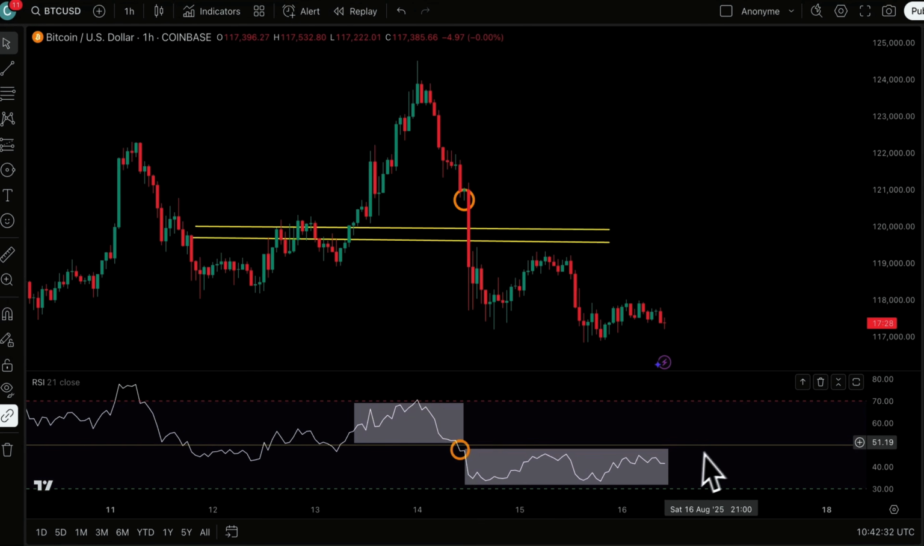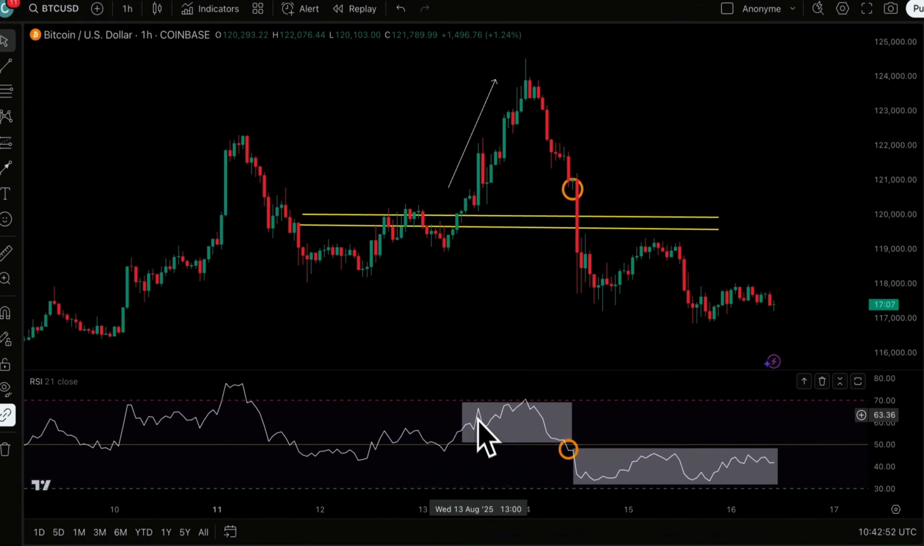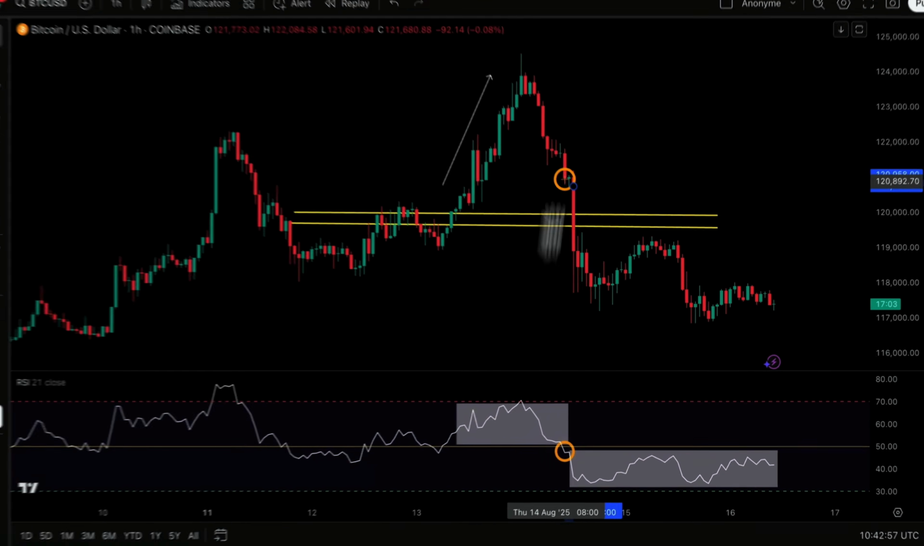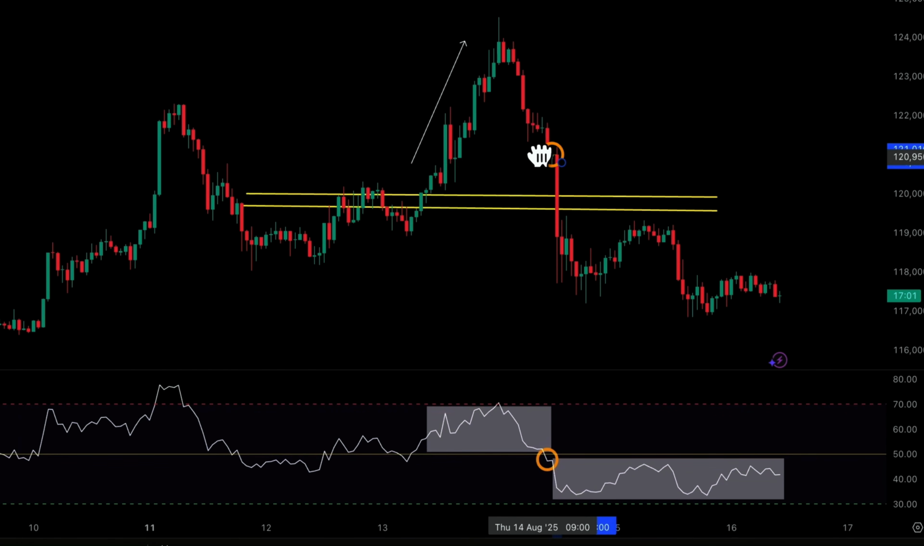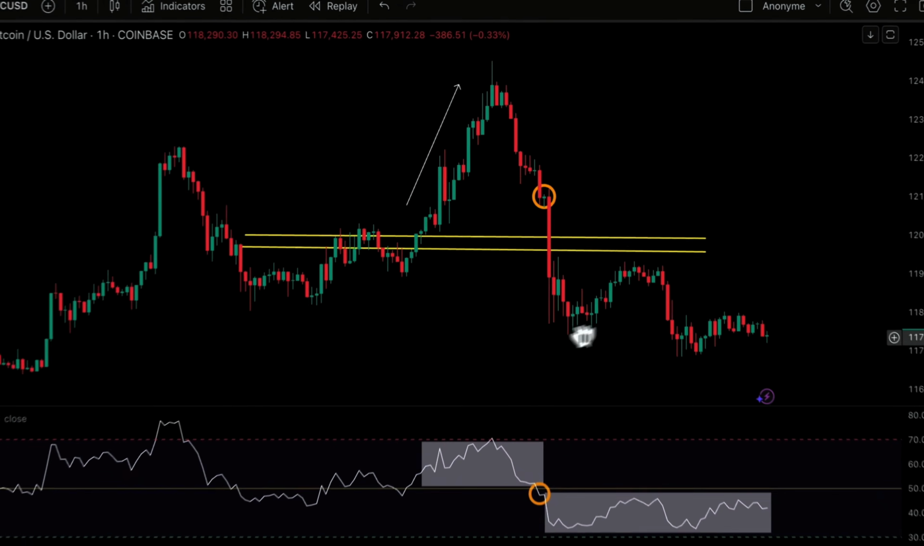The most important zone is the 50% area marked in yellow. Overall, when the market is bullish, the RSI will be above the 50% zone. Once the market turns around and changes trend, right here, you can see on the RSI that the market will drop below the 50% zone and stay below it as long as the market remains bearish.